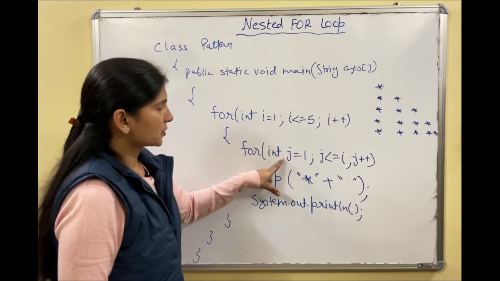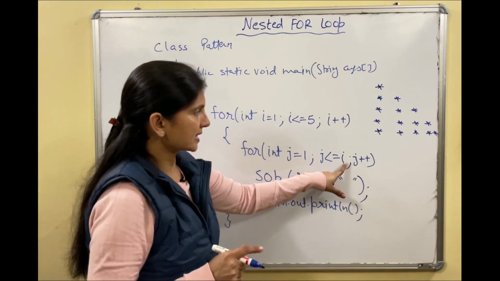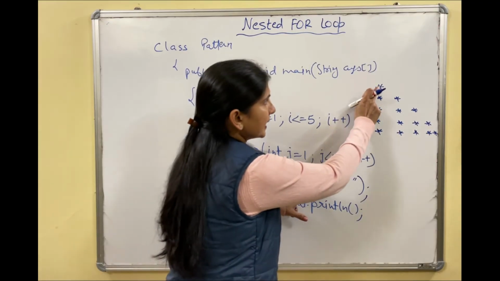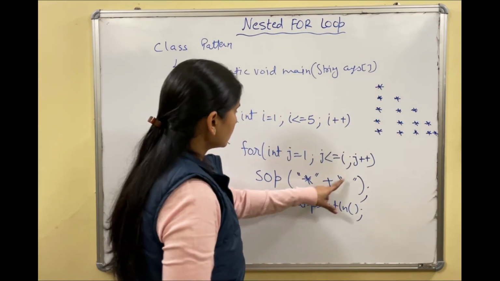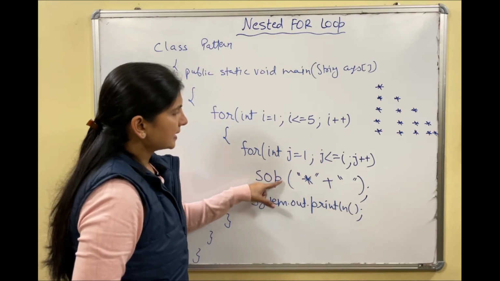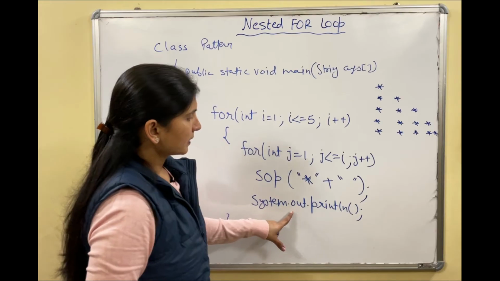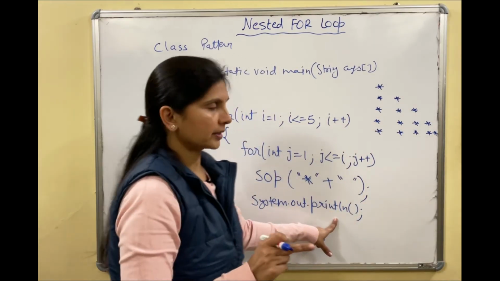I is 1. So j will go 1 to 1 only one time, right? Because the value of I is 1, one asterisk will be displayed, right? Then with space, doesn't matter here, space. Now after completing this inner loop, when the execution comes out, then System.out.println, so the cursor will come to the next line, right?